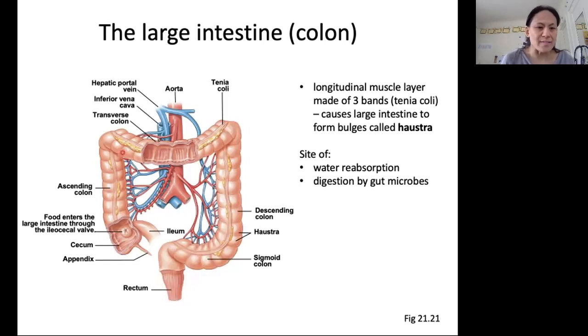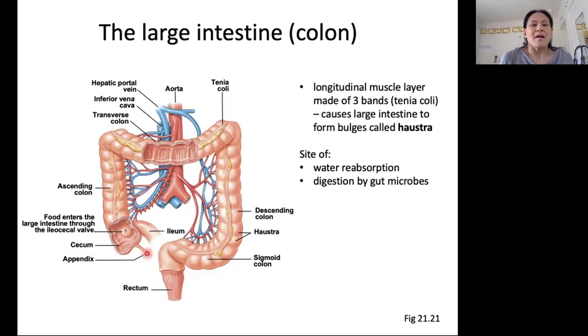Don't really worry about these names. I do want to mention the appendix is kind of like an offshoot of the large intestine, and it doesn't have any function, but as you are probably aware, it can get inflamed and cause problems.